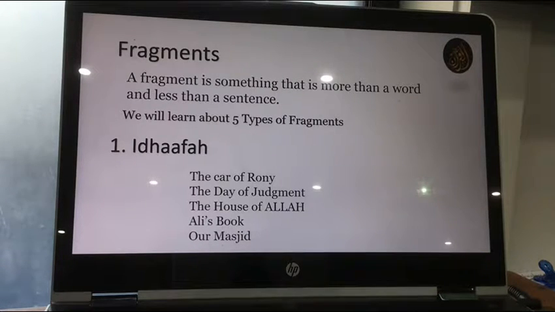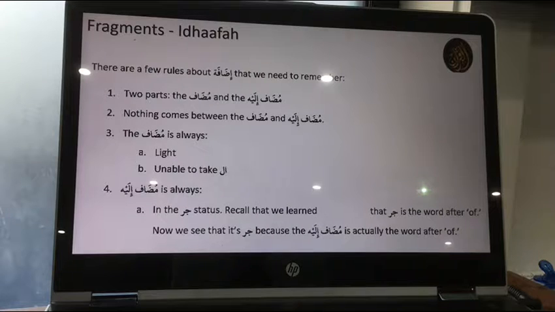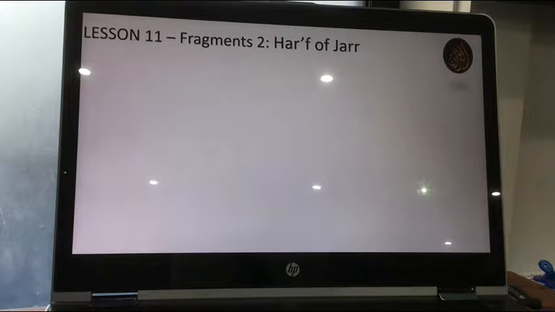As soon as you see these things, you know this is the mudaf, and the next word will be a jar mudaf ilay. Then we learned about the fragment jar majroor. So these are the two things you just answered: it has to be light with no alif lam, and this has to be the jar. The second word of the mudaf is always jar.